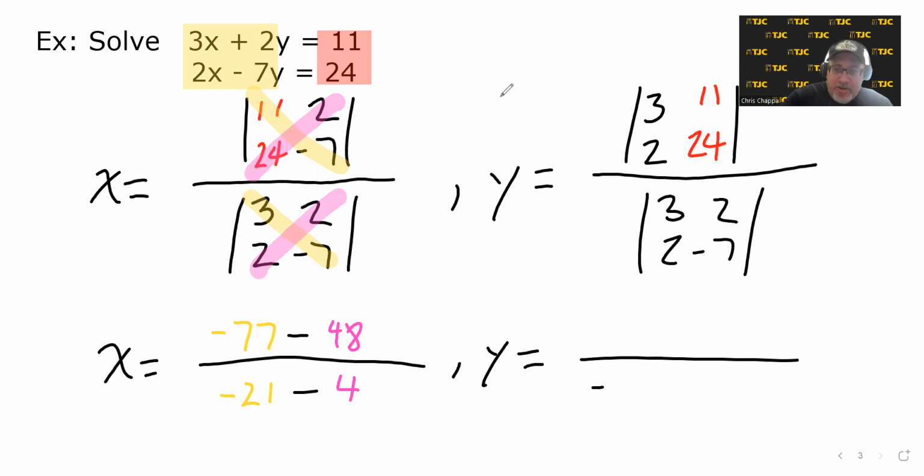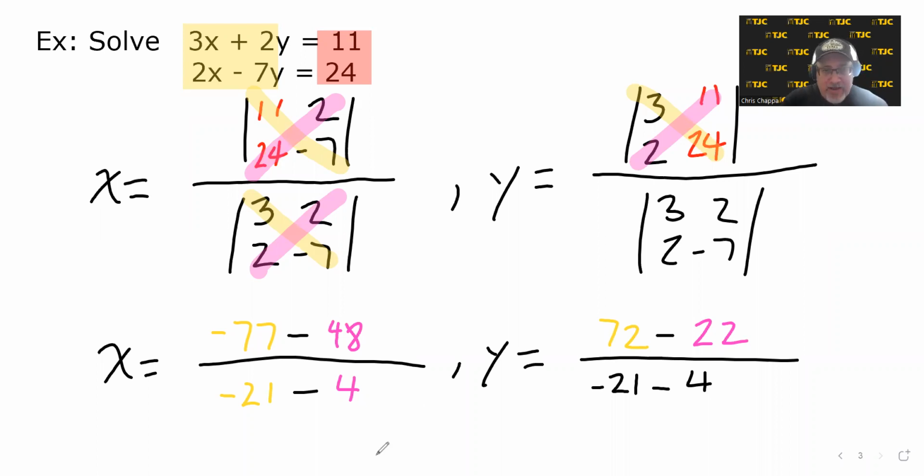Now, we already know the denominators are going to be the same, so let's go ahead and put a negative 21 minus 4 in the denominator of the y. And for the numerator of the y, our main diagonal product is 3 times 24, which is 72. Our off diagonal product is 2 times 11, which of course is 22. And then the definition of the 2 by 2 determinant says to subtract those.